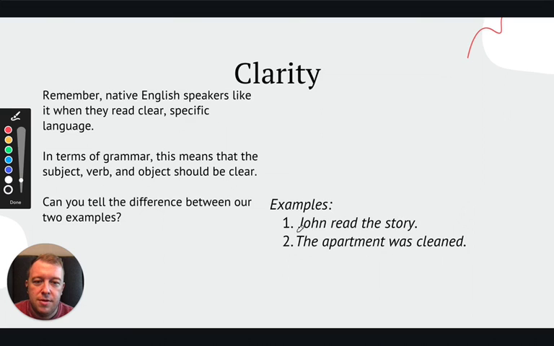So again, we have John who is reading the story. Everything's super clear, easily identified, it's there. Now, let's take a look at our second example. And I'm going to go a little bit out of order here just to help show you what's going on. So, what is the verb of this sentence?